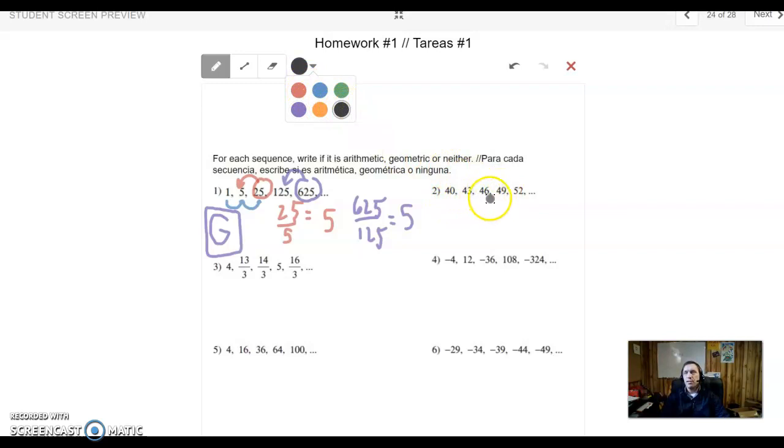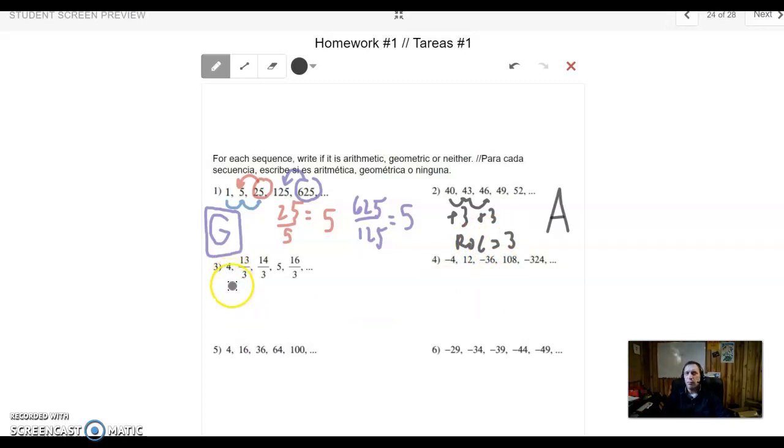40, 43, 46, 49. It doesn't look like it's growing too quickly, so let's see if there's something we can add or subtract. 40 to 43, 43 to 46. Again, you can use this same idea: you could divide or you could subtract and see what happens. I can see that it looks like it's increasing by 3. Let's see if that works on the next one. 43 plus 3, yep, that's 46. So we're going up by 3 each time. That means it's arithmetic with a rate of change of 3.